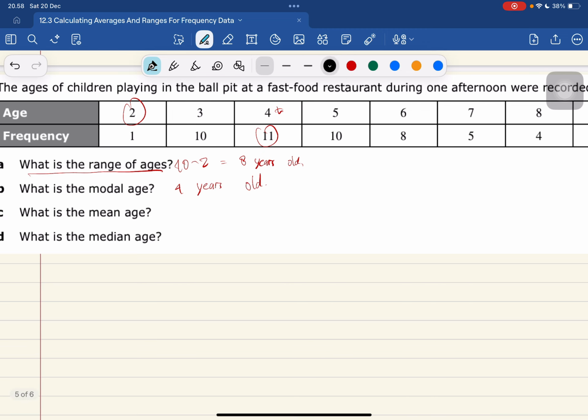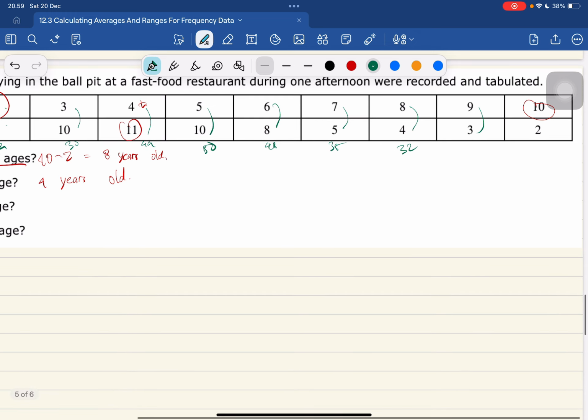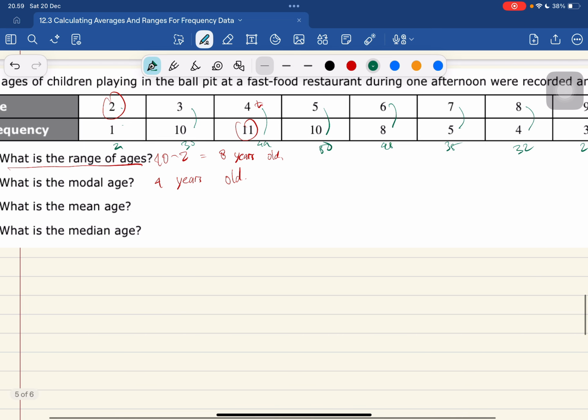What is the mean of the age? First we need to find the total here. 2 times 1 is 2. 3 times 10 is 30. This is 44. 50. 6 times 8 is 48. 7 times 5 is 35. 8 times 4 is 32. 9 times 3 is 27. And 10 times 2 is 20.